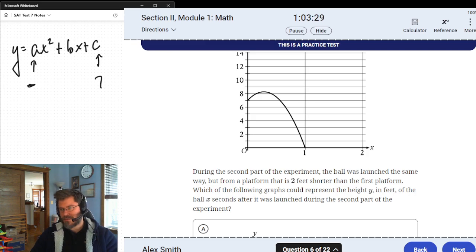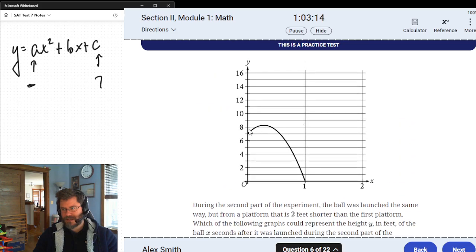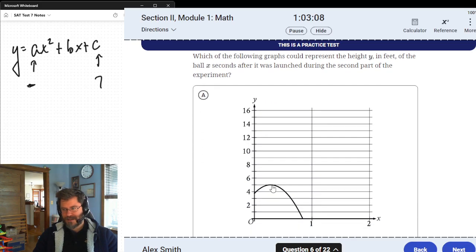We also know that there's an x-intercept here at 1, 0. So that's one of the factors. What are they asking? From a platform that is 2 feet shorter than the first platform. Okay, so we're just going to lower everything down, right? You just take the y-intercept down 1, 2, and the y-intercept becomes 5.